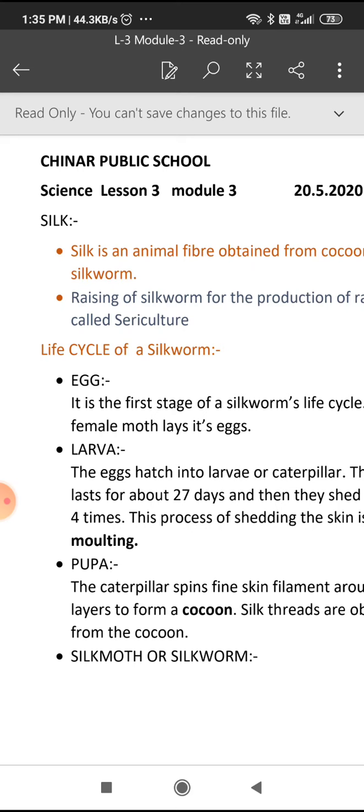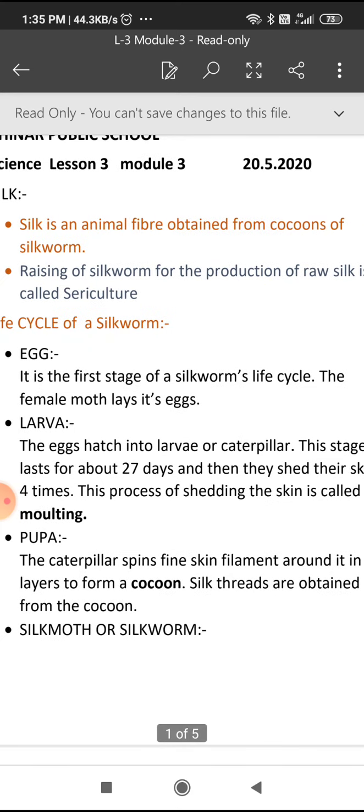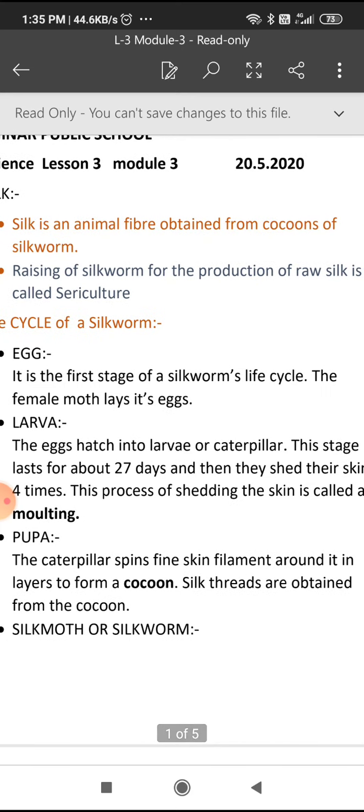Second, larva. The egg hatches into a larva or caterpillar, and this stage continues for 27 days. Slowly they keep shedding their skin. In this stage they shed their skin 4 times. This process of shedding the skin is called molting. So what is molting? The process of shedding the skin in the larva stage of the silkworm is called molting.